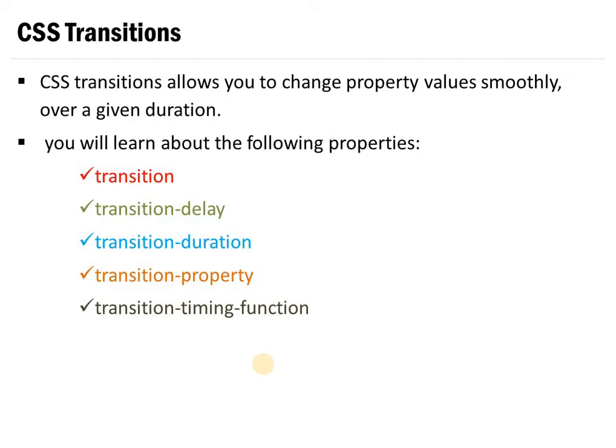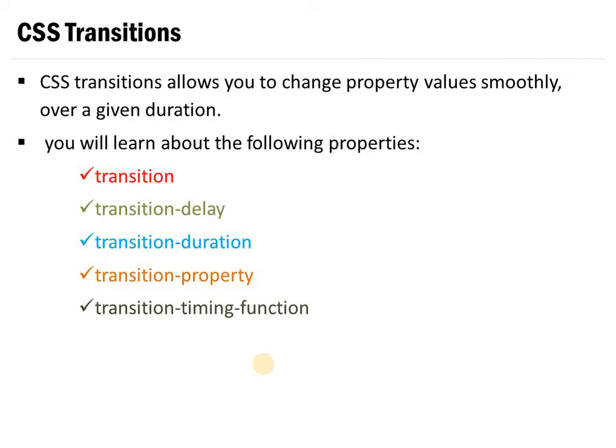Now over here there is one important property, that is the transition property, because whichever property we want to apply, we have to mention the property name on which we want to apply that particular CSS animation. So the transition property is very important, and then there is transition delay. Obviously by the name you can tell it is used to delay the transition. Transition duration means the time in which you want your transition to complete.